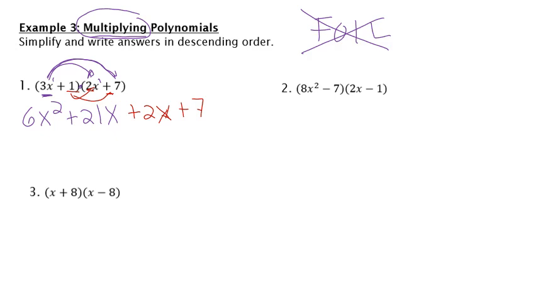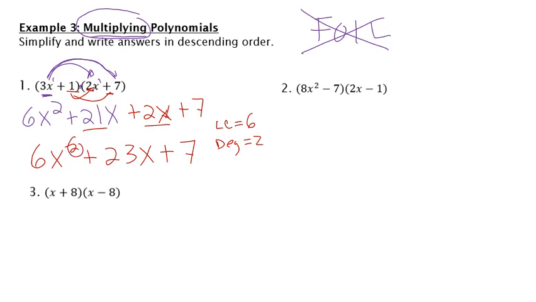So I'm really just multiplying those two binomials, and then we're going to put our like terms together, 21x and 2x. So 6x squared plus 23x plus 7. And if I had asked what the leading coefficient was, you would tell me 6. If I asked what the degree was, you would have told me 2, right? Because that's your biggest exponent and your value in front when it's in descending order.